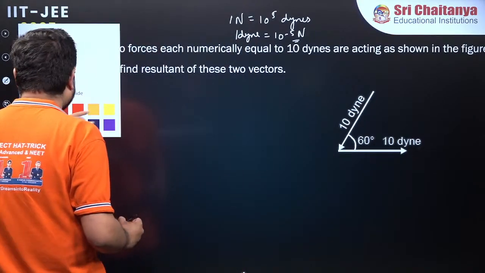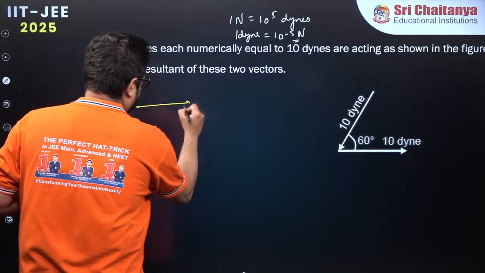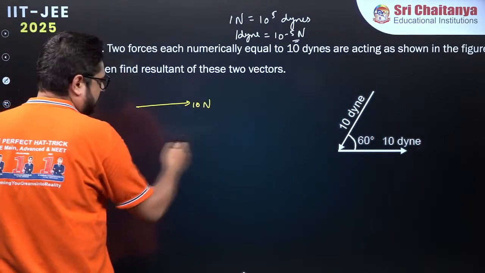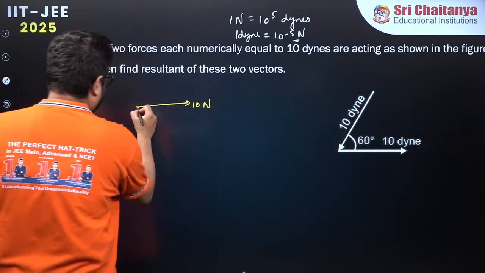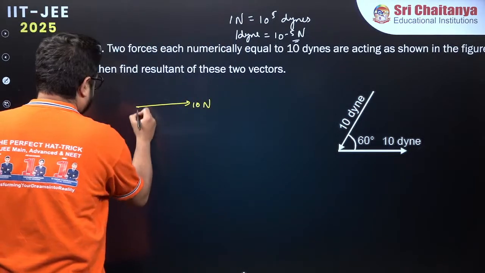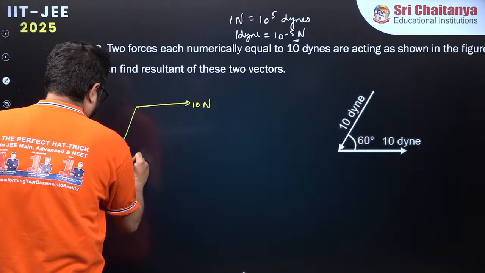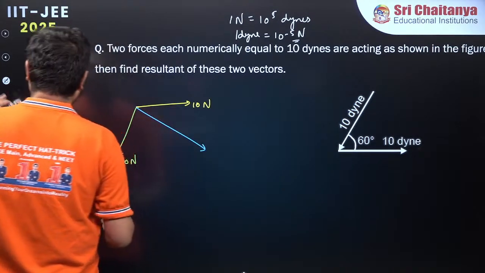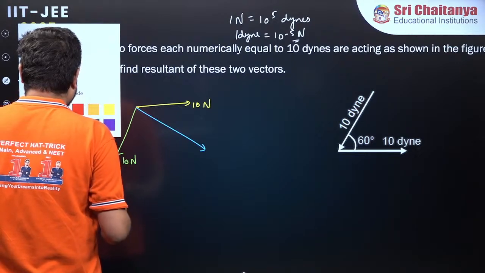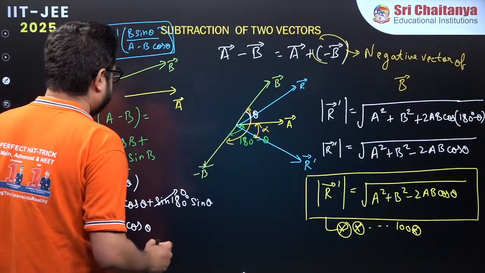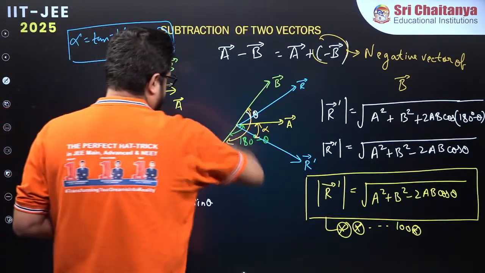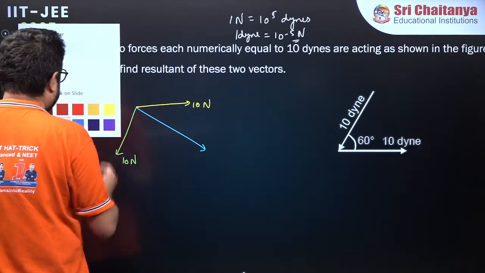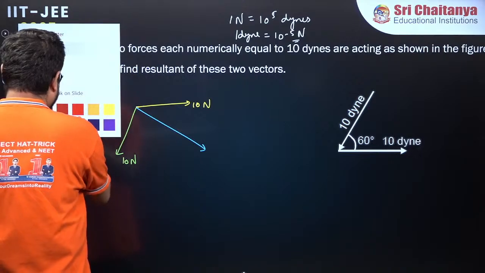We can see that this vector of 10 dynes has been drawn horizontally. I can draw another 10 dynes in green color. Now you know that the resultant will be somewhere over here, isn't it? And based upon the concept we have seen, if that is theta, this entire thing is going to be 180 degrees minus theta. So that's what we are going to be doing over here.